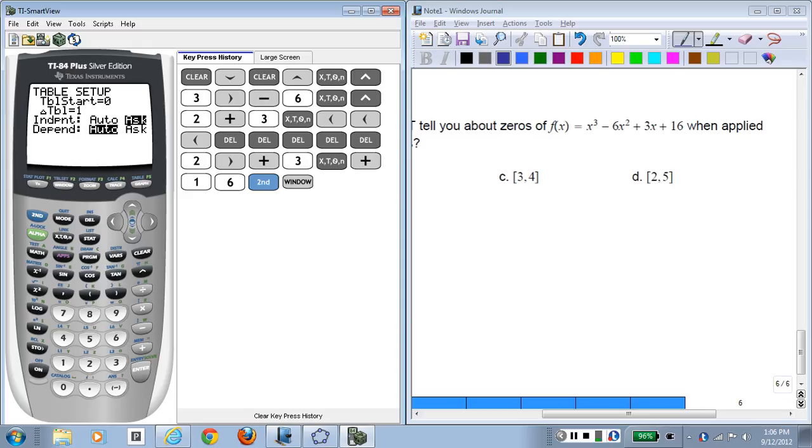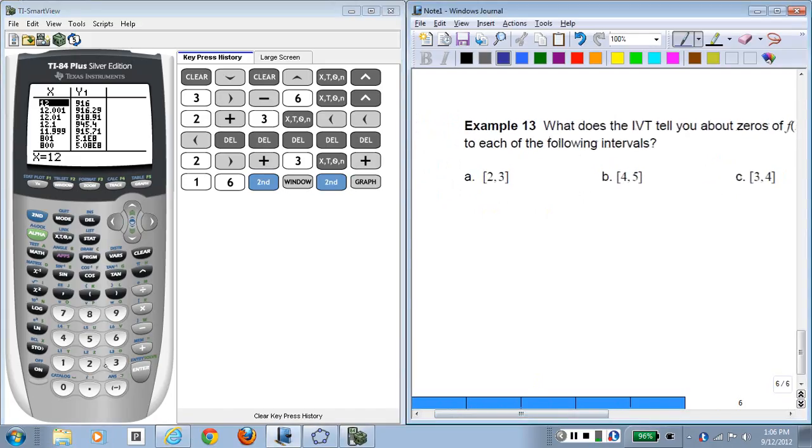I want to make sure if I'm looking at the table, the independent variable is set to ask. If the independent variable is set to ask, then it doesn't matter what the table start or the increment are. That's only if it's set to auto. So that's good. I want the dependent on auto. So I'm going to press second and then table. And there are a lot of values that we needed some time ago. Let's go with 2 and 3.